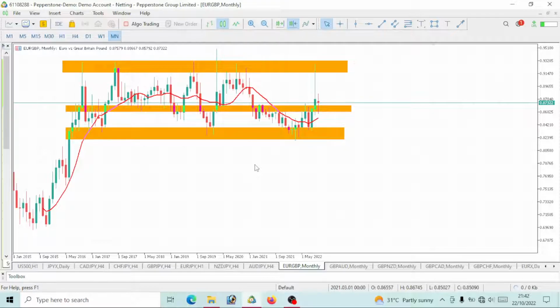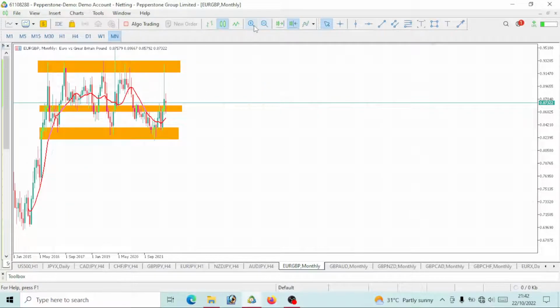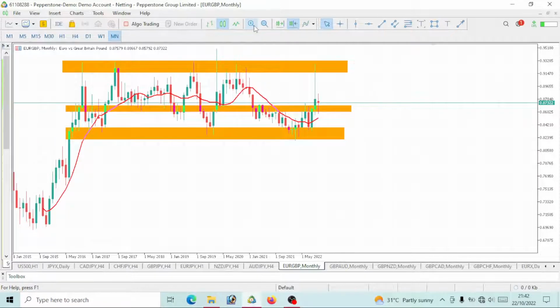Now, we will be looking at our GBP pairs, which are Euro GBP, GBP/NZD, GBP/CAD, and GBP/CHF. To predict this movement, we will start from Euro GBP, and we will go from the monthly time frame downward to our 1 hour time frame on each pair. First, we can take a look at this movement on Euro GBP, right?